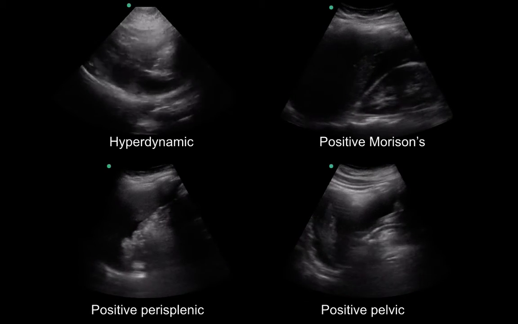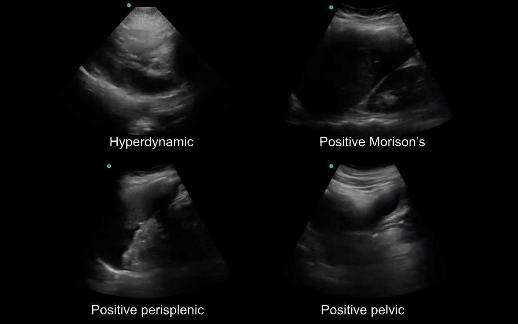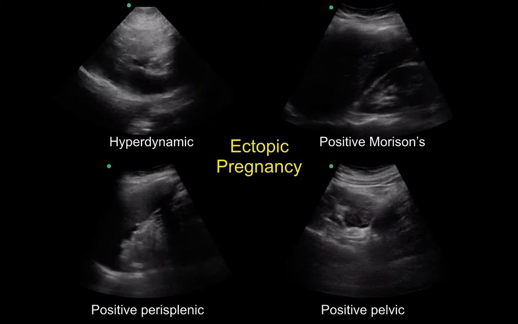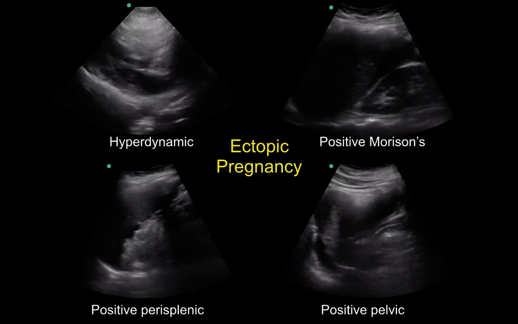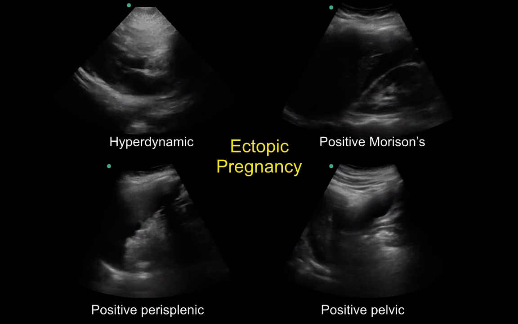Without a history of trauma, the diagnosis until proven otherwise is ruptured ectopic pregnancy, and the immediate treatment is volume resuscitation with fluid or blood and emergent exploratory laparotomy.